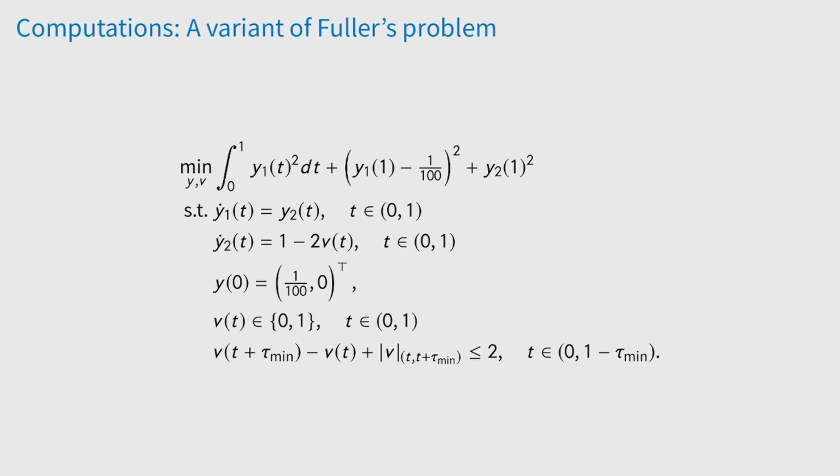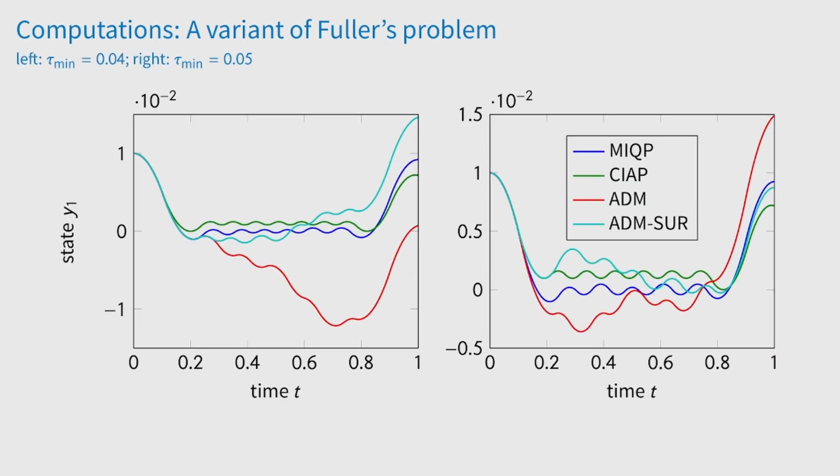And then we have Fuller's problem rescaled so that it's a binary control and not a ±1 control. And what you see is we have added a dwell time constraint that depends on this tau min. If you set tau min to 0, then you get the original problem because the constraint vanishes. Otherwise, what we say is that within an interval of length tau min, we don't want to switch more than once.